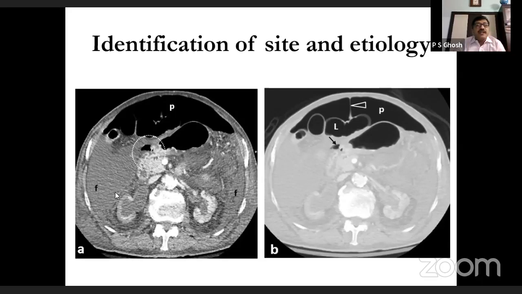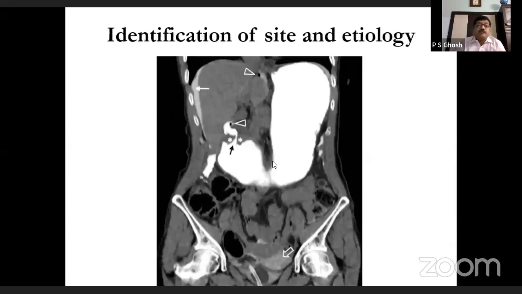There is some fluid collection inside the peritoneum, and this is a very elderly person, nearly about the age of 90. And here we can see this triangular air pocket points towards the perforation of the gastric wall, and this patient was on corticosteroids. So this clearly defines the site and the etiology of the perforation.